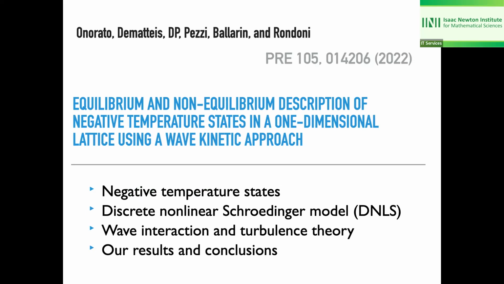So this is the outline of the talk. First of all, I'm going to tell you a bit more about what negative temperature states are, for those of you that are not experts on that. And then I will tell you the model that we use, the discrete nonlinear Schrödinger model in one dimension. I will briefly mention wave interaction and turbulence theory, and then show you some of our results and conclusions. And hopefully, I will do all this in half an hour, and then you are not going to be sleeping, and we're going to be ready for the wine reception.